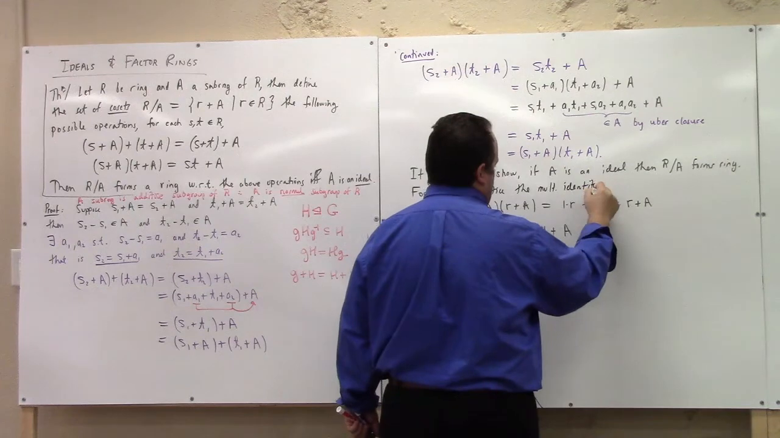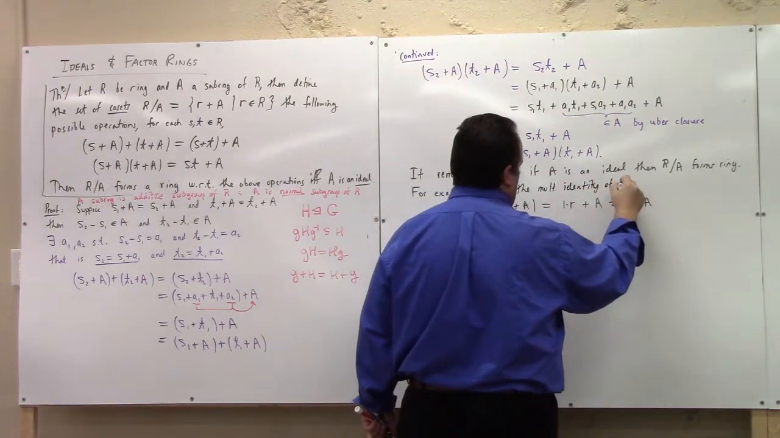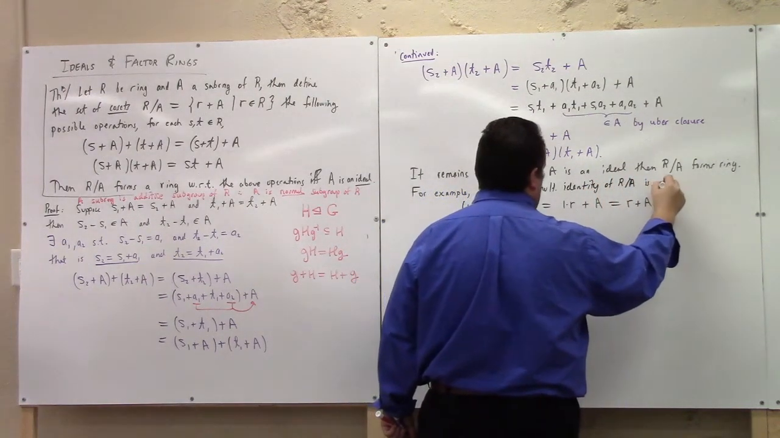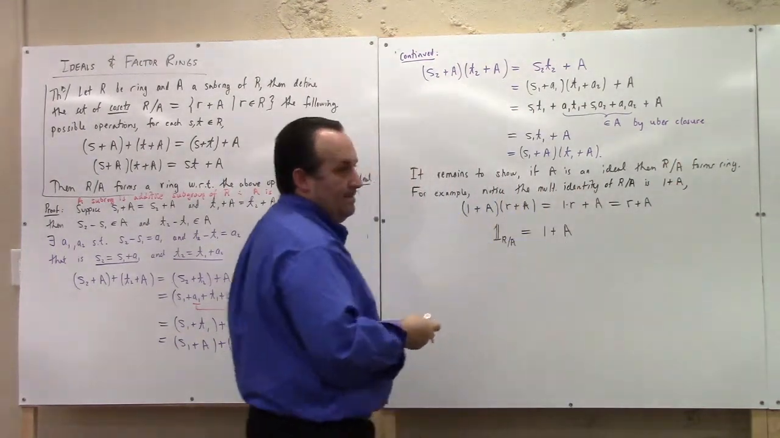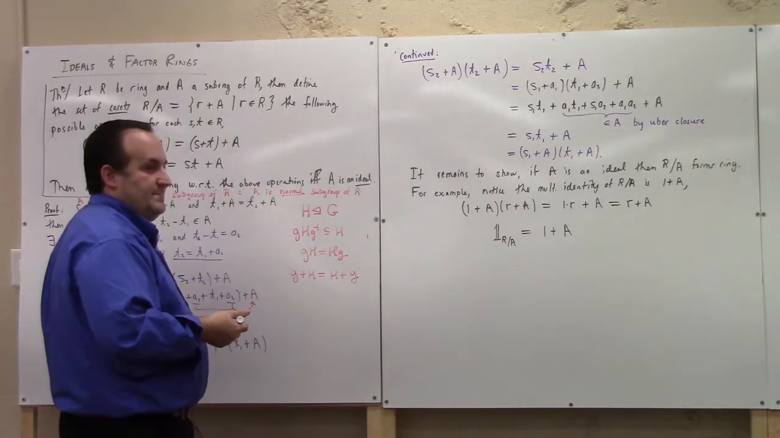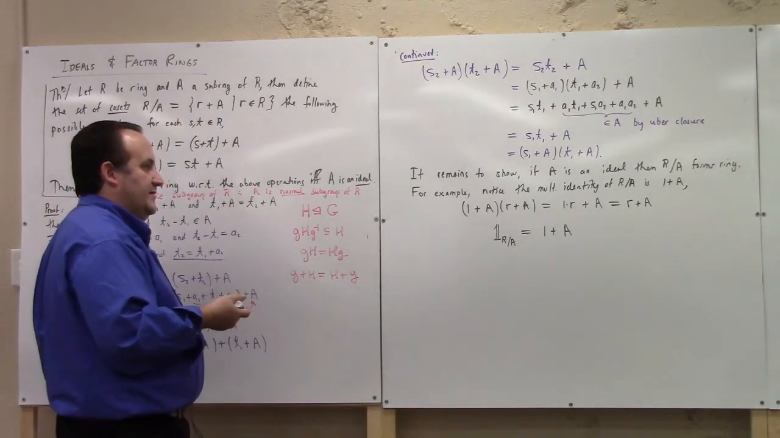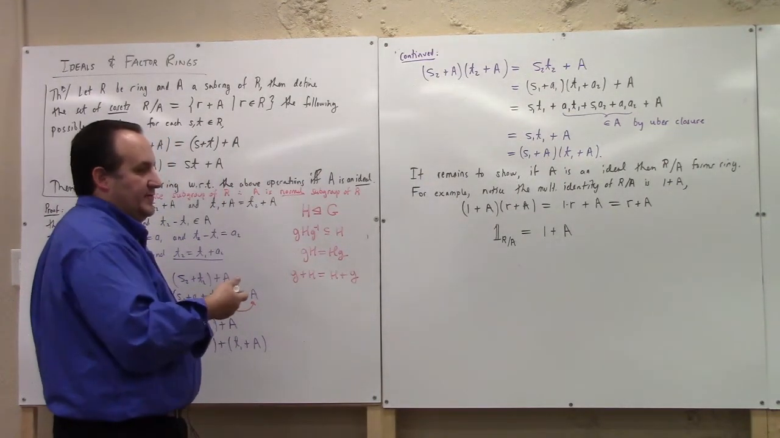So what I'm saying is the multiplicative identity of R mod A is 1 plus A. Here's why. Now, what are the other axioms we have to check?